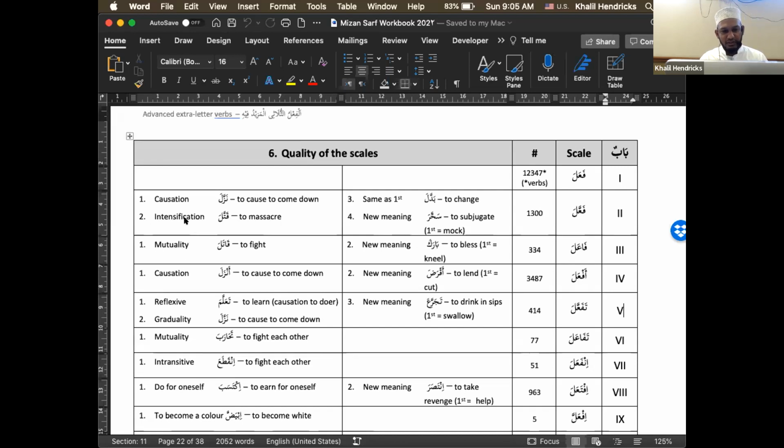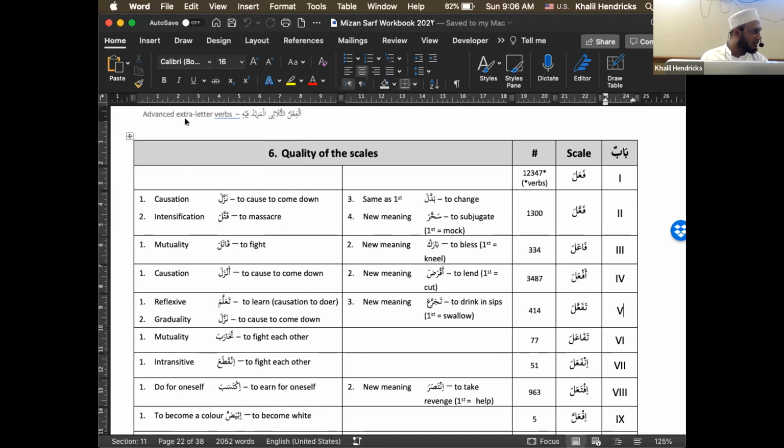Then the third quality is that the second bab can have the same meaning as the first bab. For example, badala means to change or exchange, and badala also means to change or exchange. And the fourth thing is that the second bab can sometimes have a completely new meaning. For example, the word sakhara in the first bab means to mock or make fun of someone.